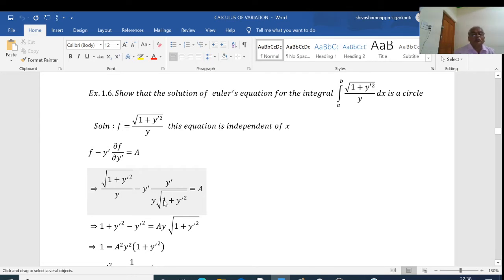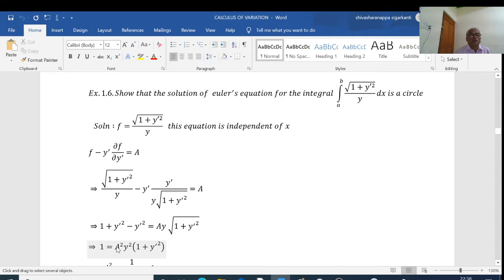Multiplying this equation throughout by y into root of 1 plus y dash square. Okay. So multiplying here, this y gets cancelled. So here we get 1 plus y dash square minus y dash square is equal to, right side, a into y into root of 1 plus y dash square. So on the left hand side we have y dash square minus y dash square gets cancelled. We get only 1 here on the left hand side.